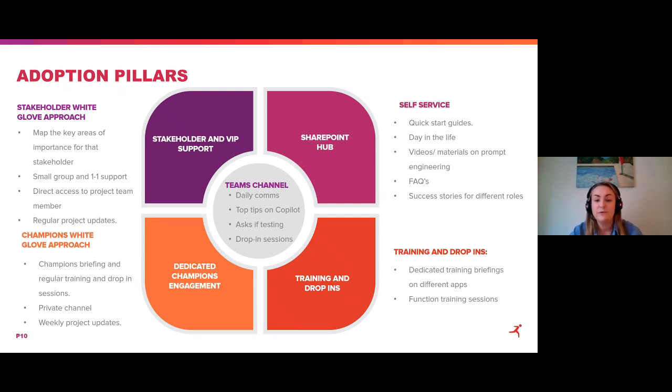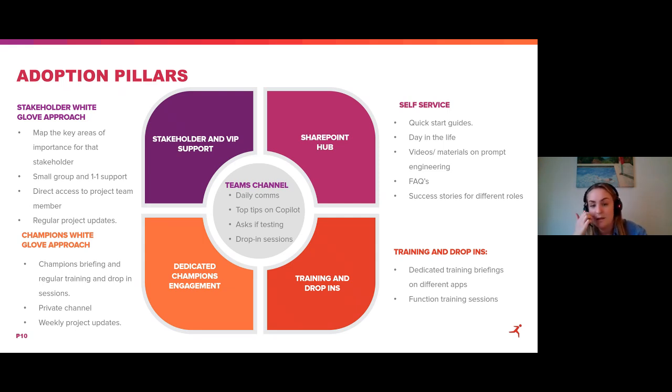The next is more active, in person or on a Teams meeting, training and drop-in sessions. So we want to make sure we have dedicated briefings on each of the different apps, perhaps, and also maybe function-based training sessions. So I'm working directly just with legal or just with HR or just with supply chain, because some of the examples we share in the more general sessions won't resonate with them. We know that there'll be more specialized processes that happen in those departments that we want to articulate to them and hear more from them about how they work in order to think about the scenario base. So again, we've got app and scenario. We want to always be coming at this from both angles.